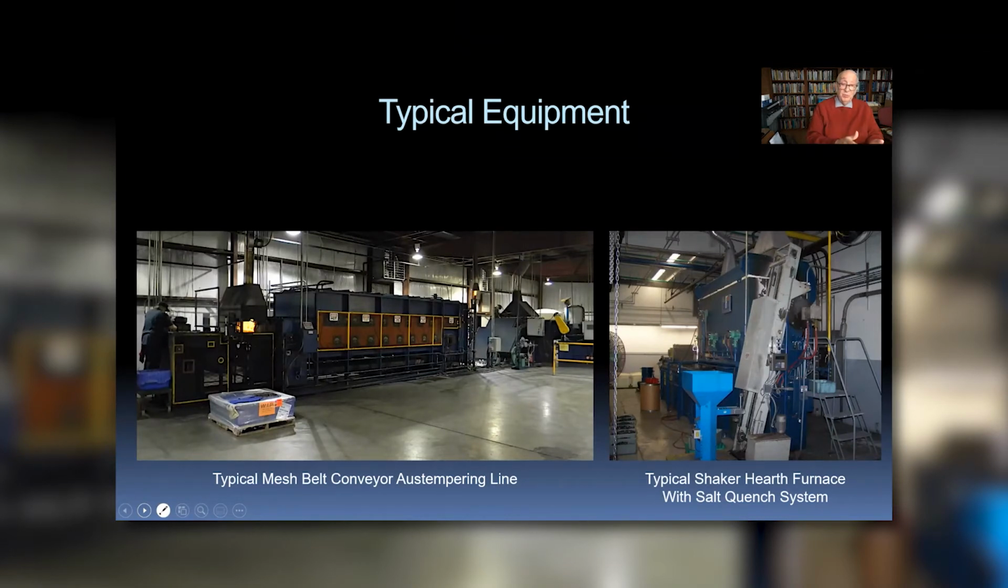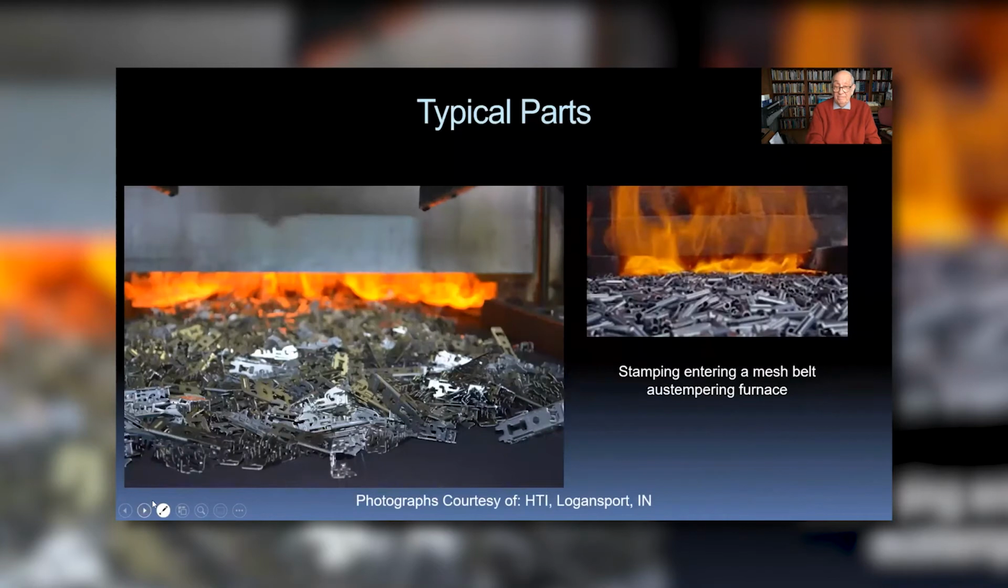So you have a mesh belt conveyor system for high volume shown on the left. On the right, you're showing a typical shaker hearth furnace, where what happens is you load parts onto a pan that vibrates, and the parts are moved down the length of the furnace and then drop into a salt quench at the back end. Doug, again, let's move on.